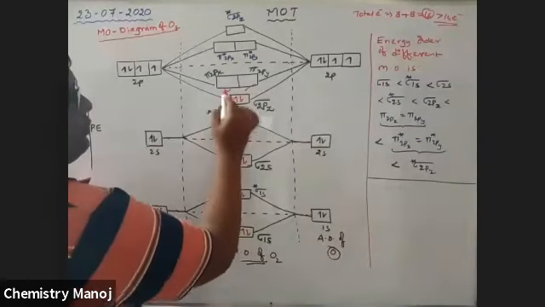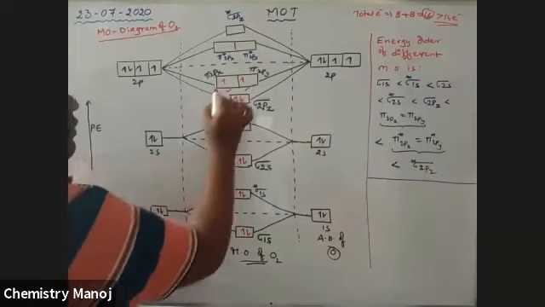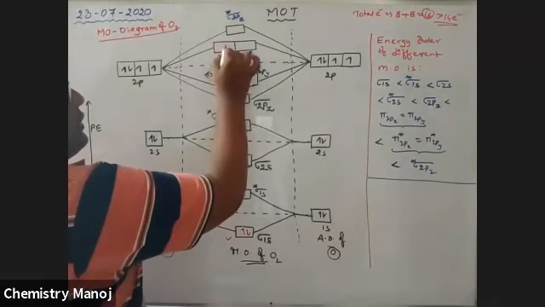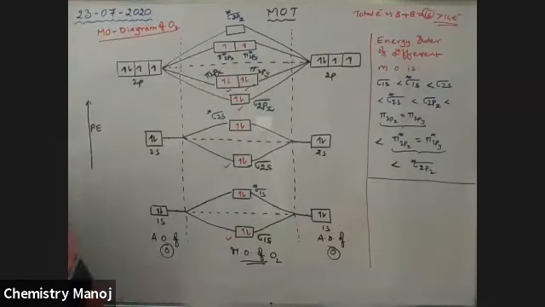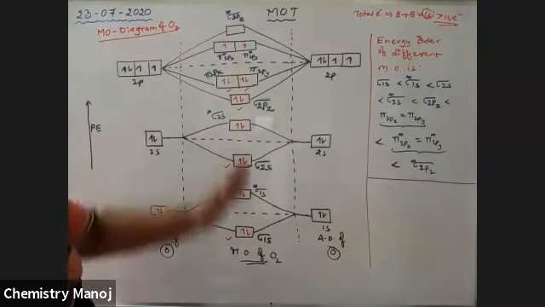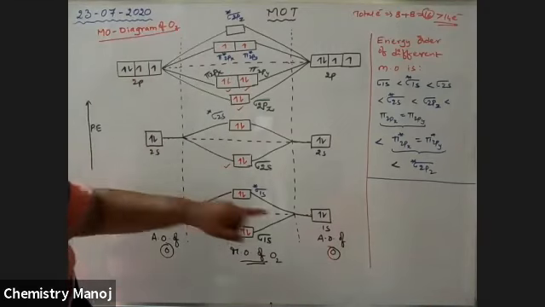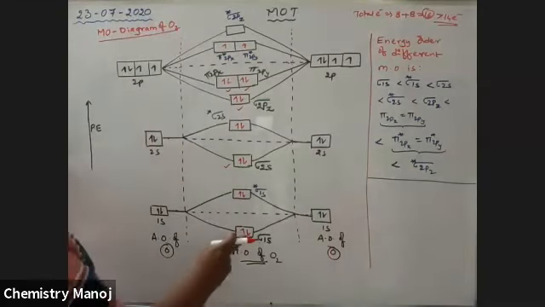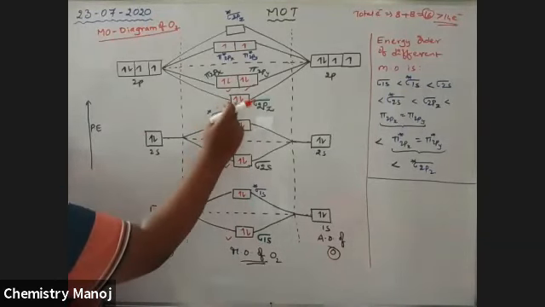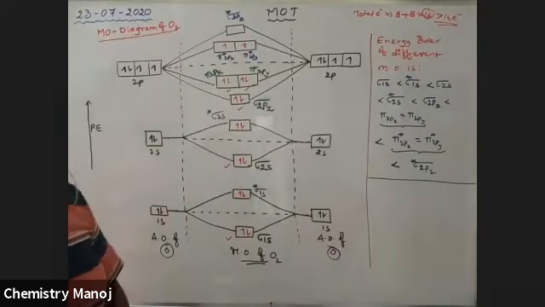So 1, 2, 3, 4, 5, 6, 7, 8. This orbital is empty. So this is the way to fill those electrons. See here, 1, 2, 3, 4, 5, 6, 7, 8. This is 8. Total 16 electrons are filled here.